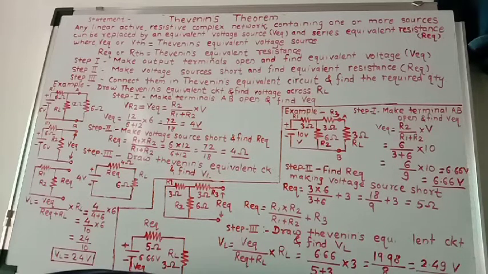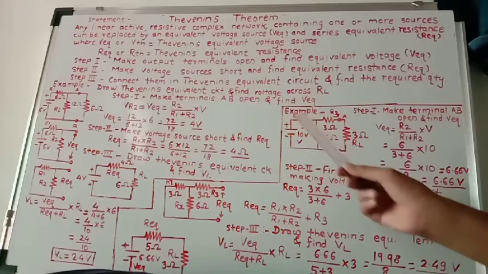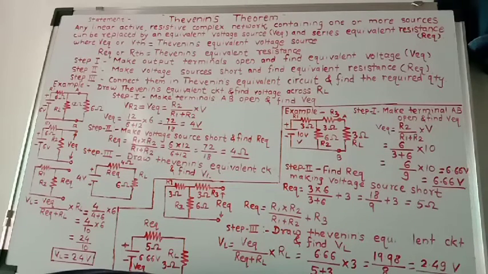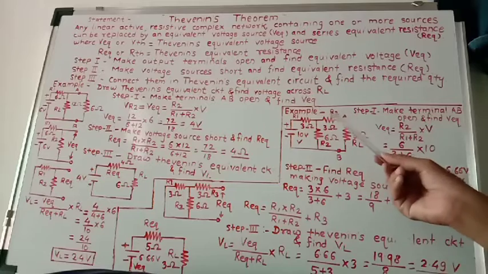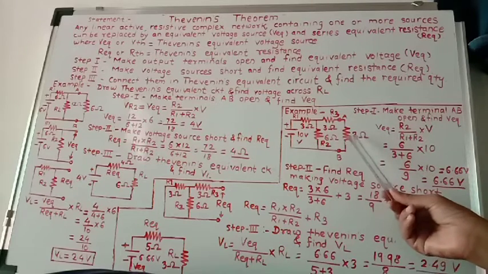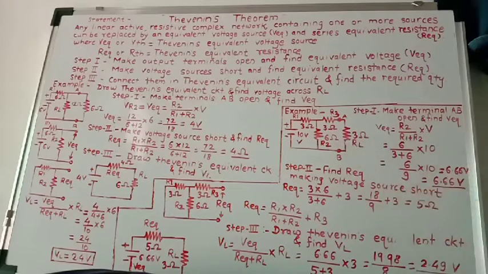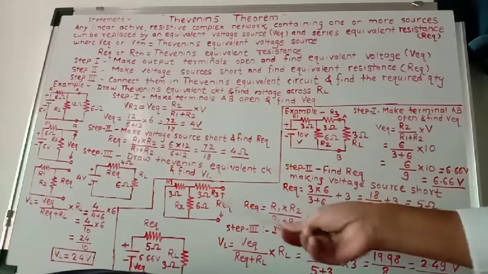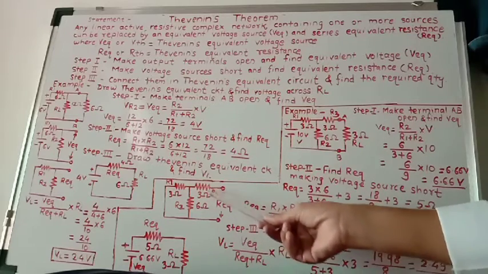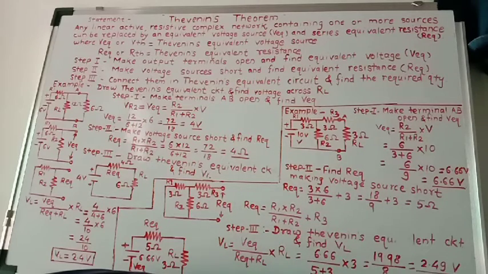Now take another example. Here another example is shown. We have to again find out voltage across RL. This is a complex circuit, and here first of all we have to make the output terminals open, and then we have to find out Thevenin's equivalent voltage. So here load resistance is disconnected from the circuit.